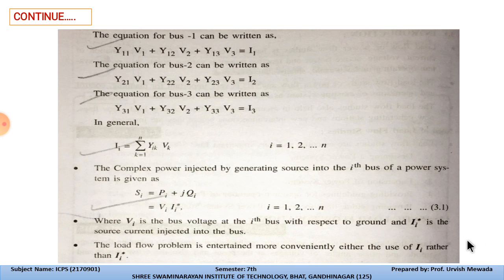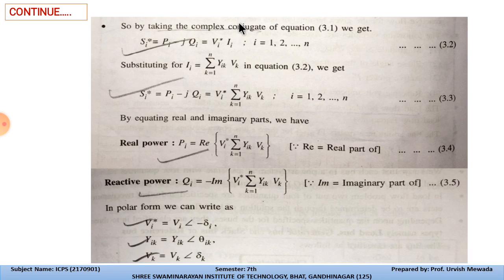The load flow problem is handled more conveniently using Ii rather than Ii conjugate. So we can rewrite the equation, taking the complex conjugate of equation 3.1, the previous equation. Si is the complex power, or apparent power. Taking the conjugate of this, we get Pi minus jQi, equal to Vi conjugate Ii, where i is 1 to n.